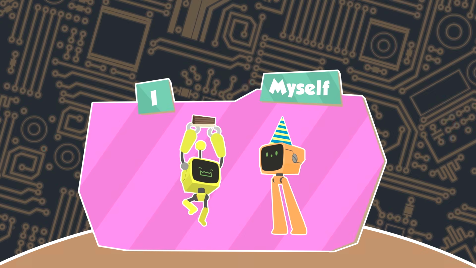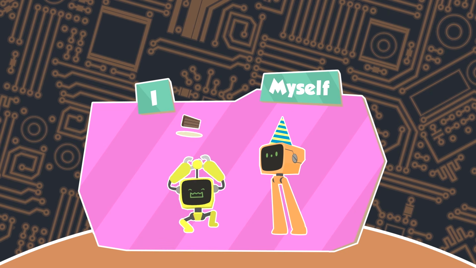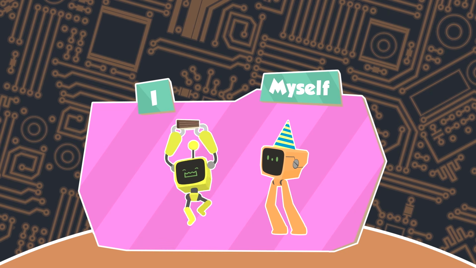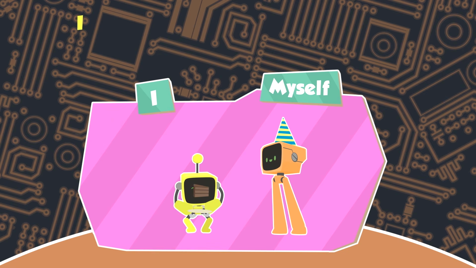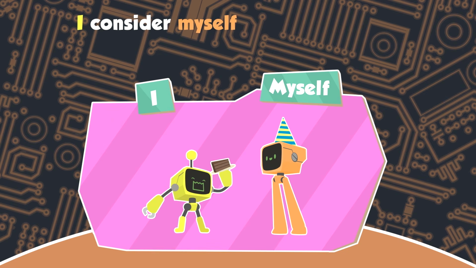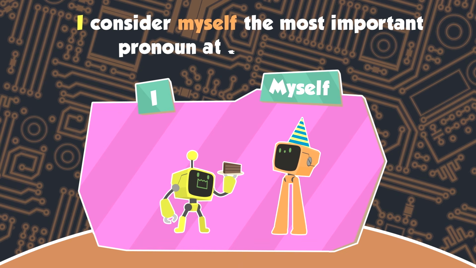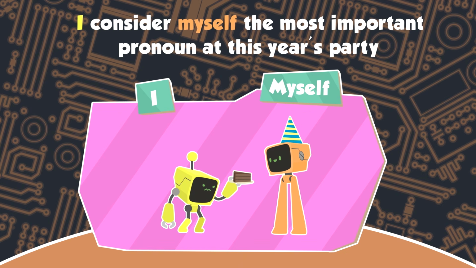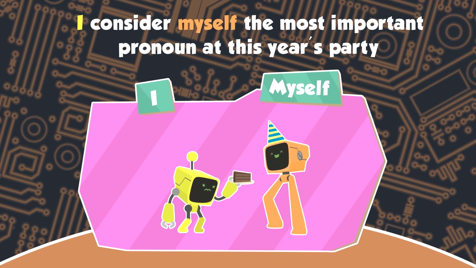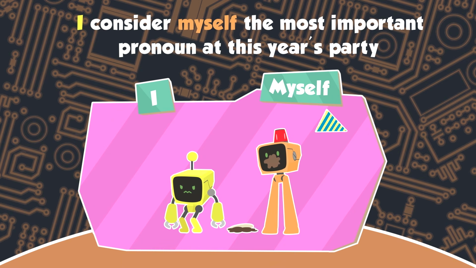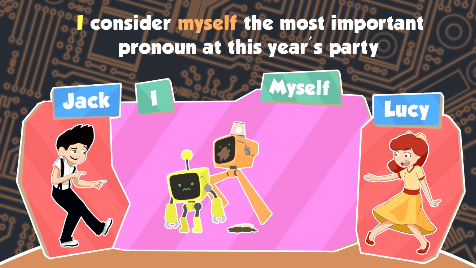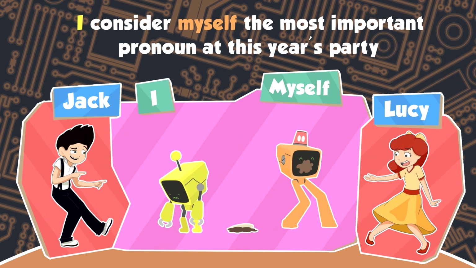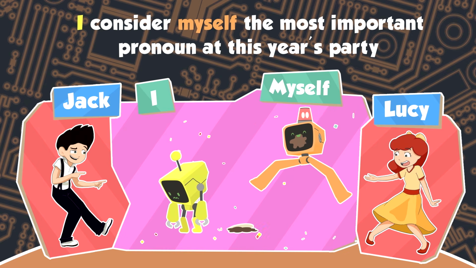In its function as a reflexive pronoun, myself only works if it's the object of a sentence whose subject is I. "I consider myself the most important pronoun at this year's party." Myself can also add emphasis as an intensive pronoun. "I myself have heard others agree." The sentence works without it, but that extra pronoun gives it oomph.